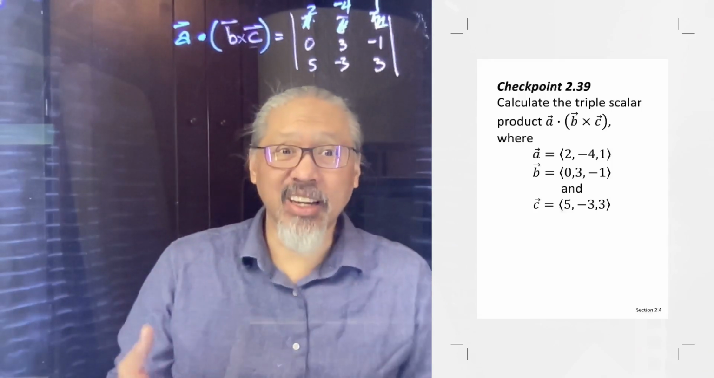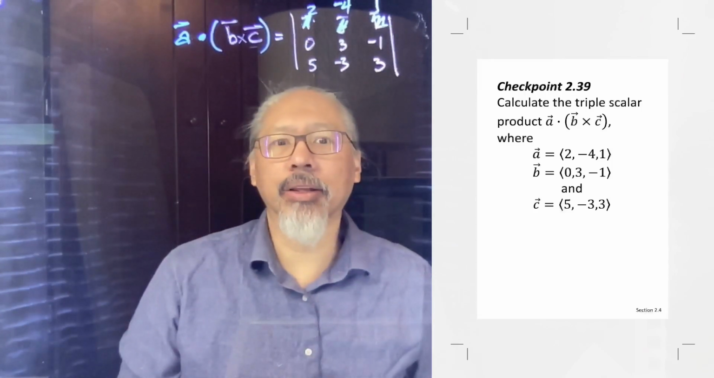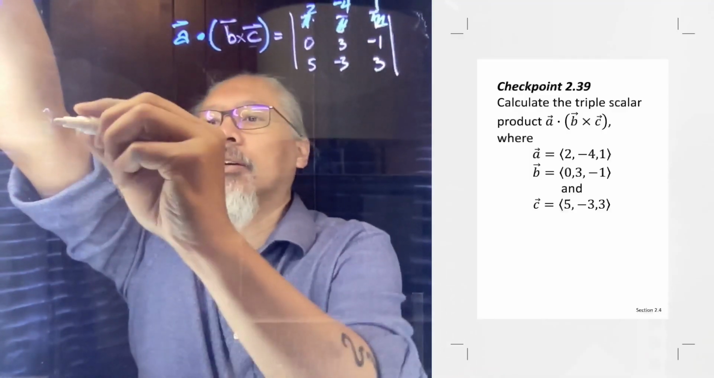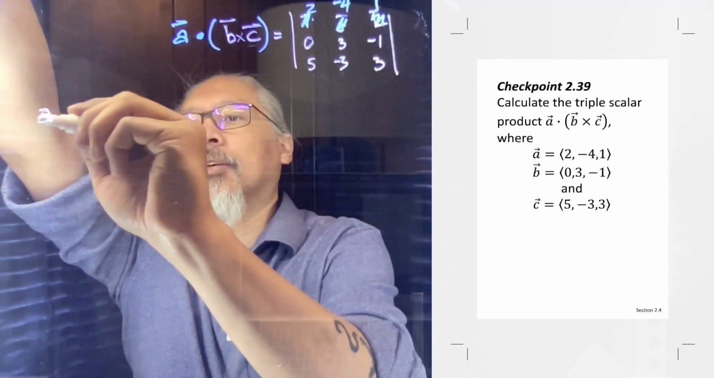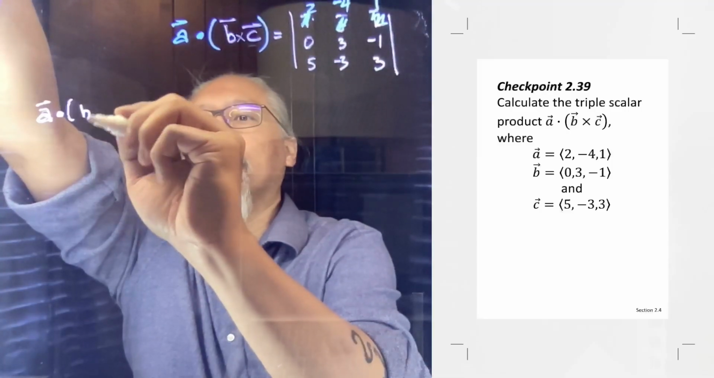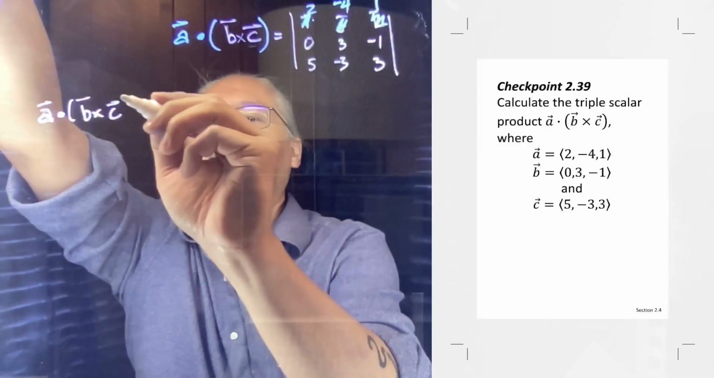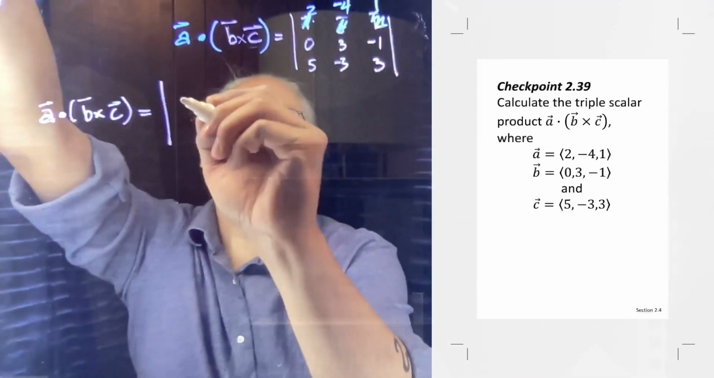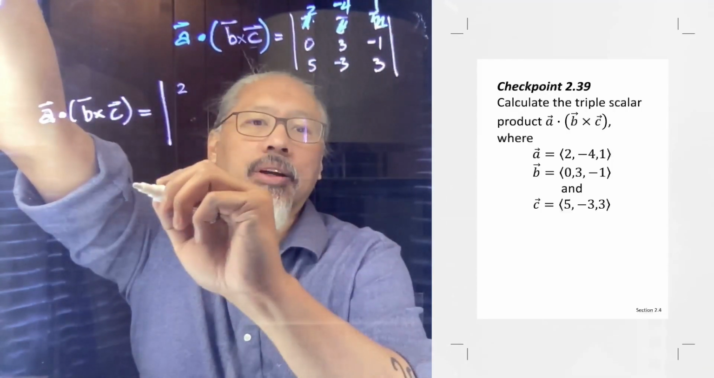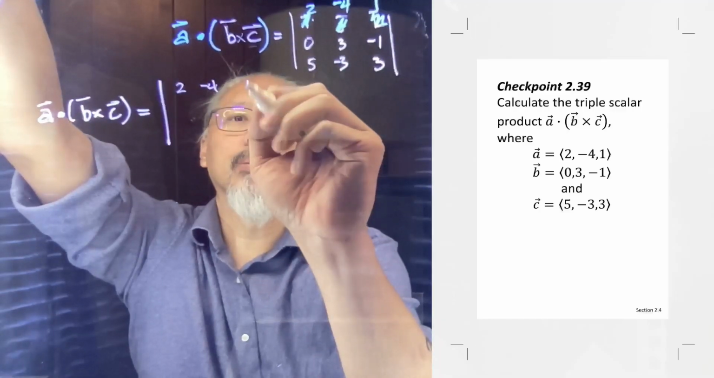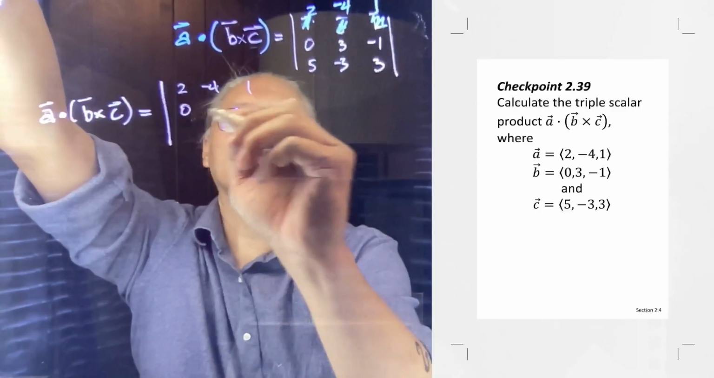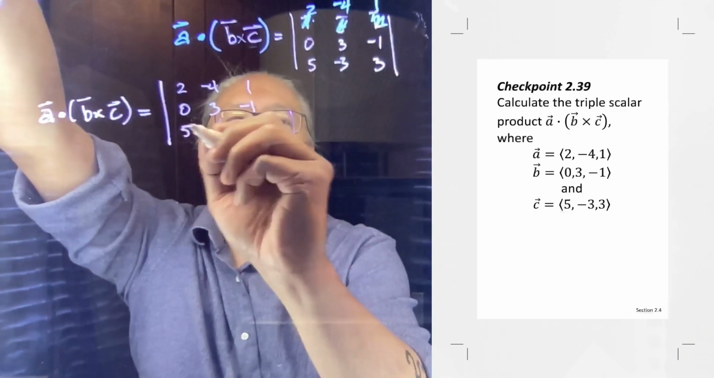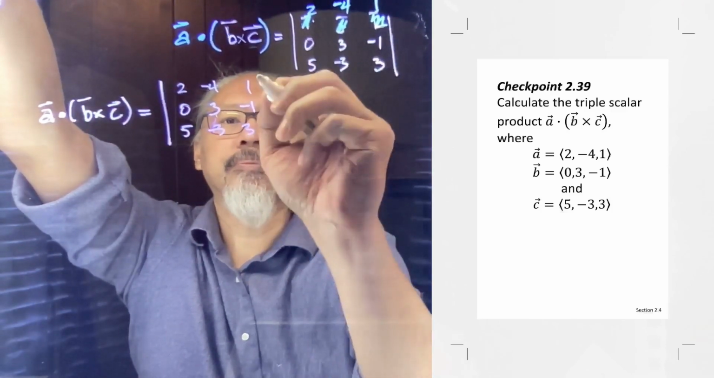So what do we have there? We essentially have just finding the determinant of a 3 by 3 matrix. Let's rewrite this so it looks a little neater. We have A dotted with B cross C, which will equal the determinant of the matrix. The first row is the A vector, 2, -4, 1. The second row is the B vector, 0, 3, -1, and the last one is 5, -3, 3.